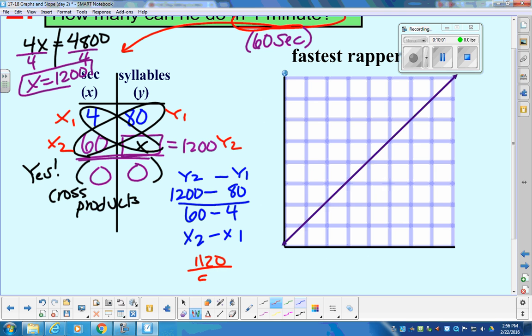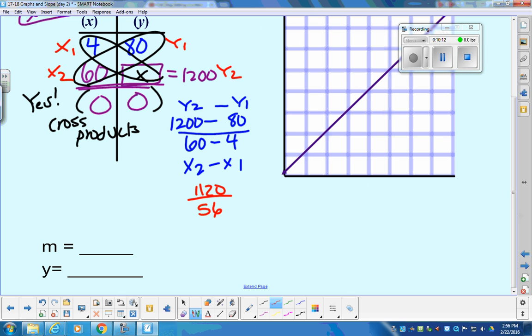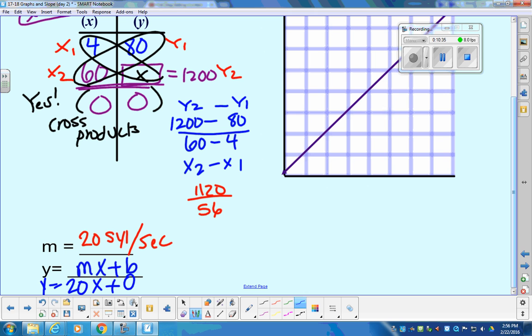In the denominator, I have 56, which gives us 20 as our slope. Our slope is 20 then. Slope is 20 syllables per second. That's our slope. So for our equation then, we have y equals mx plus b. And what we know here is that the slope is 20. So we have y equals 20 syllables per second. And we start at 0. So we go ahead and drop off that plus 0 because it doesn't affect the problem at all. But there's my equation, y equals 20x.